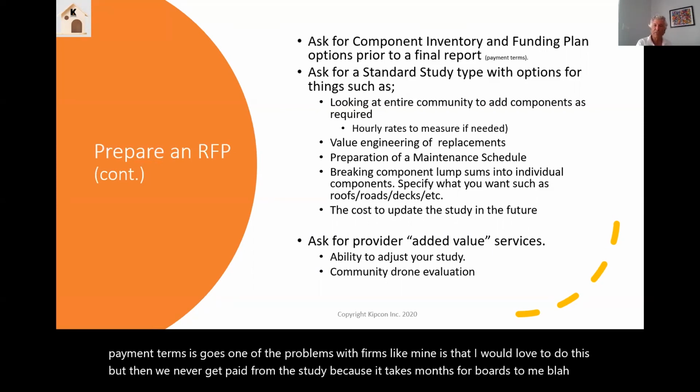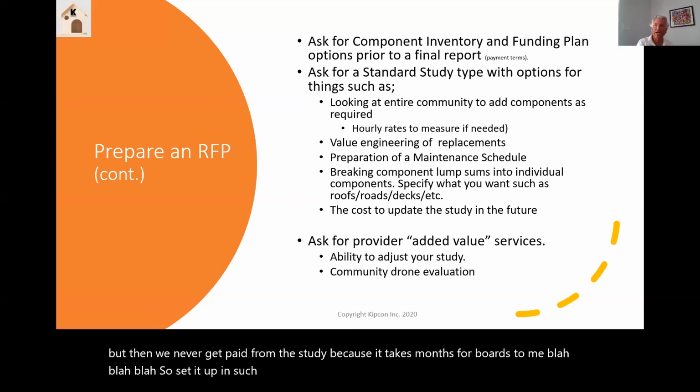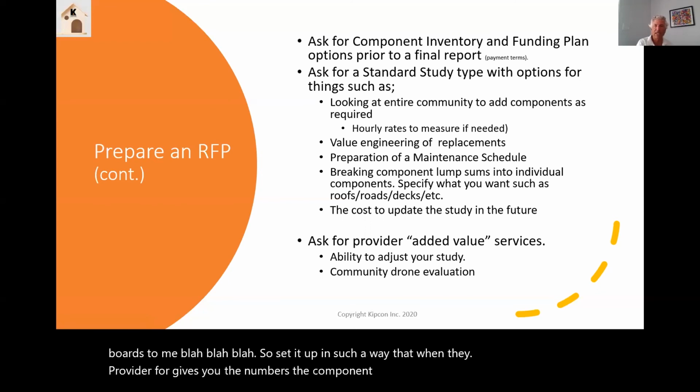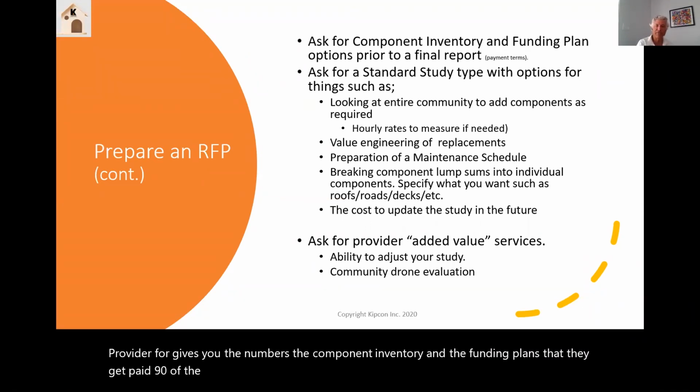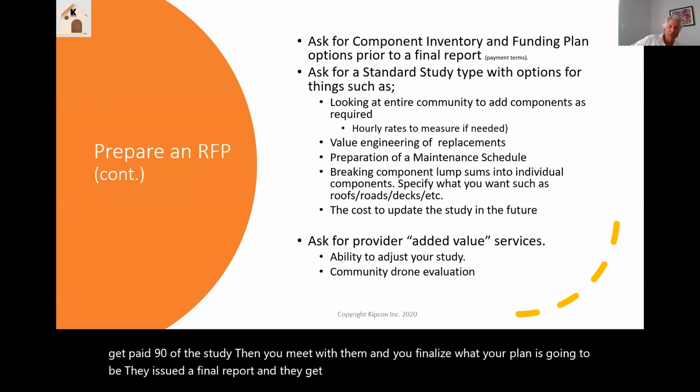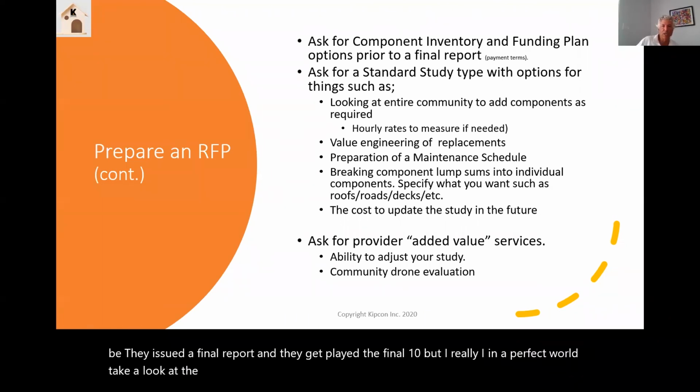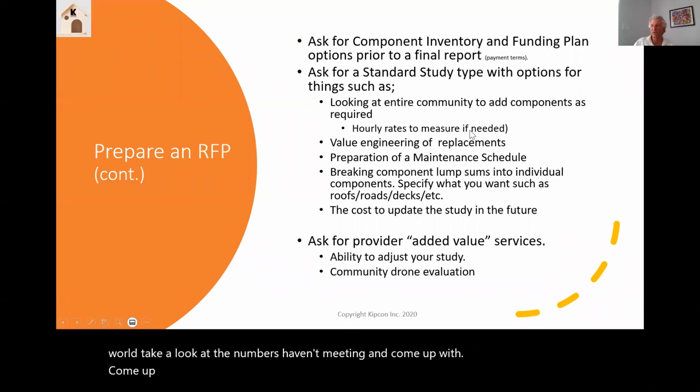So set it up in such a way that when the provider gives you the numbers, the component inventory and the funding plans, they get paid 90% of the study. Then you meet with them and you finalize what your plan is going to be. They issue the final report and they get paid the final 10%. But in a perfect world, take a look at the numbers, have a meeting, and come up with what the funding plan is for your community.